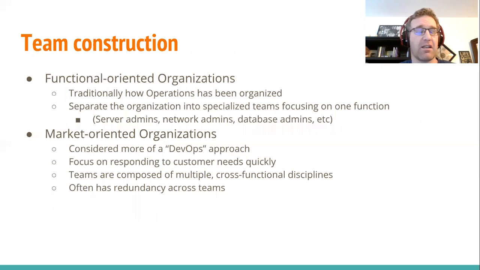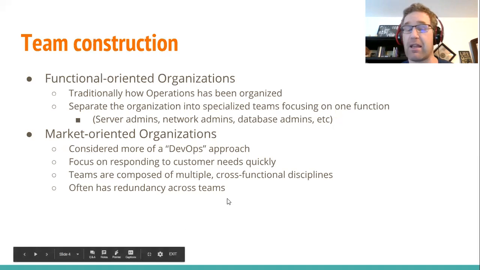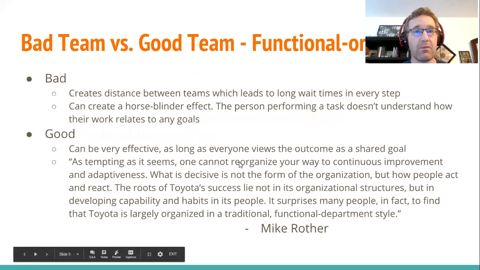market-oriented organizations are primarily developed for speed. That's considered more of your DevOps approach rather than your traditional waterfall approach. Those focus on responding to customer needs quickly. Your teams are composed of multiple cross-functional disciplines. Think of your full-stack developer. And you often have redundancy across multiple teams, so more than one team can fulfill more than one role, making them highly agile.